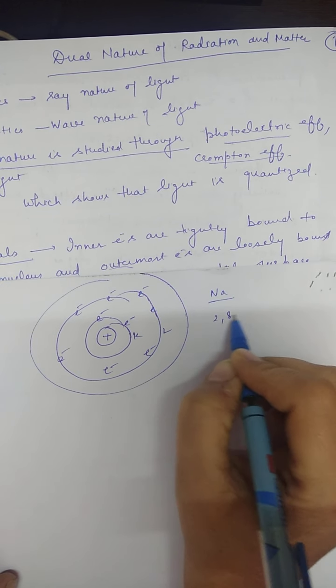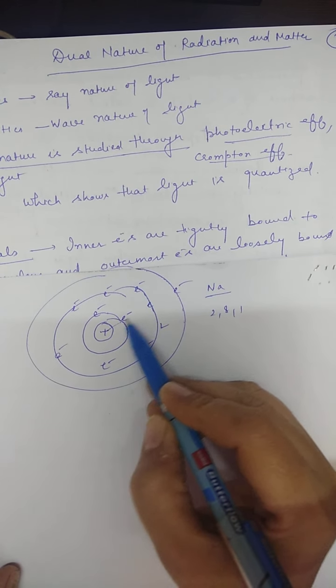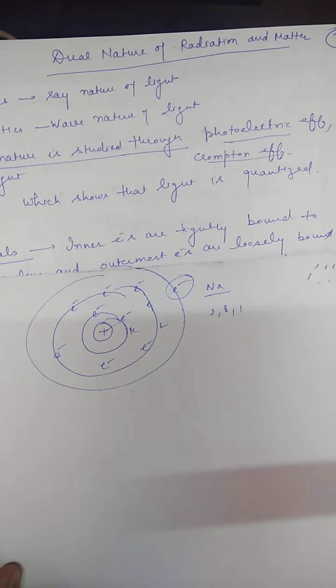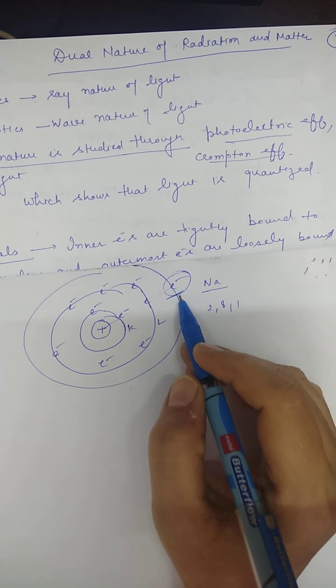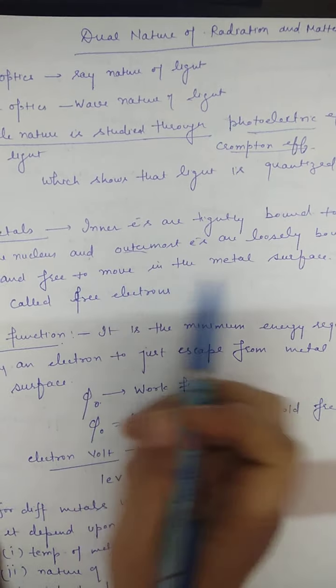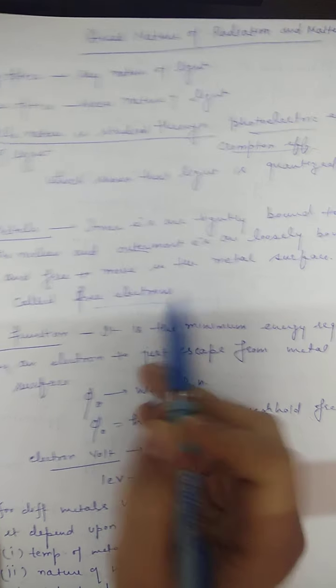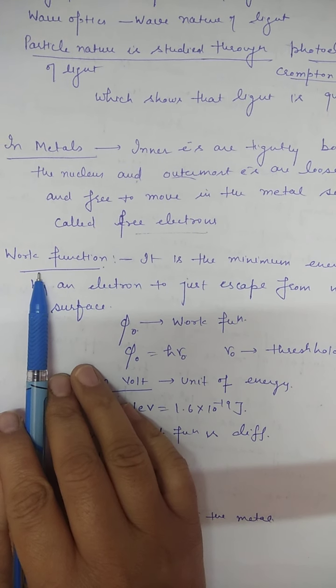तो इसका 2, 8, 1 हो जाएगा. In the outermost shell there is 1 electron. So it is away from this nucleus and it is loosely bound. Loosely bound means almost it is free. Right? So these electrons, the electrons present in the outermost shell, are called free electrons. Now the next term is work function. How do you define work function?